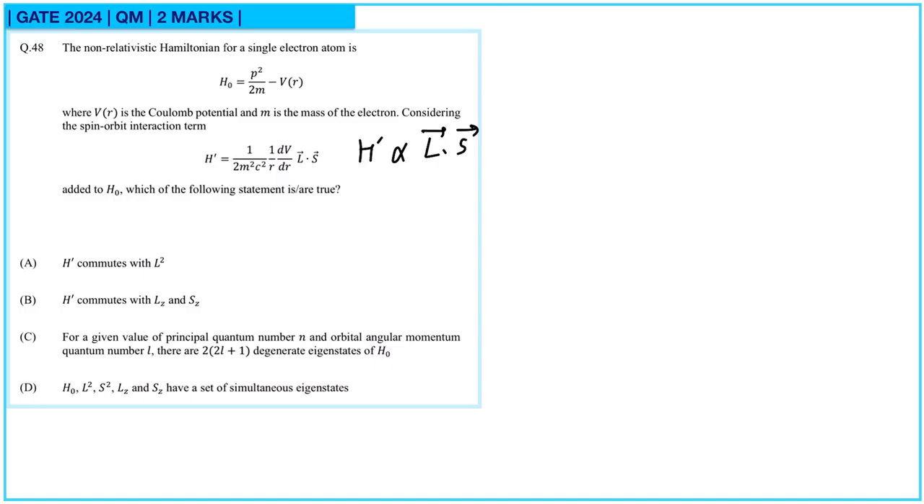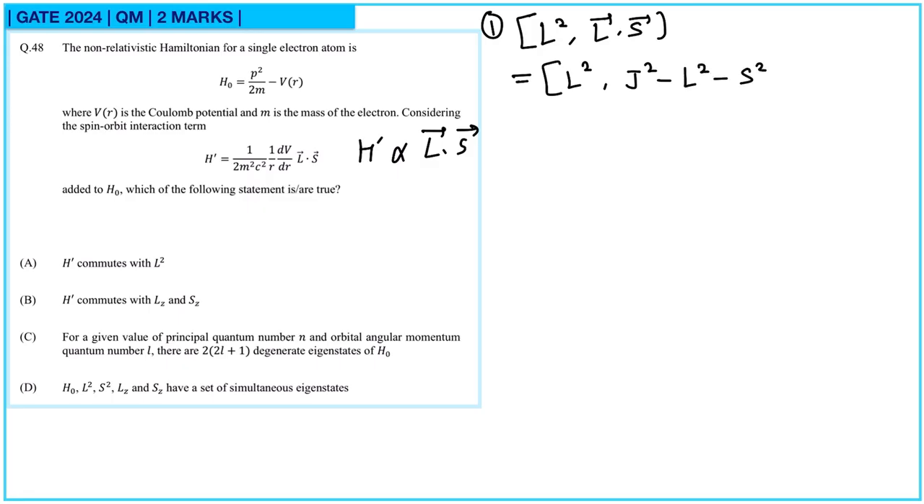For the first option, we consider L square and L bar dot S bar. L dot S can be written as J square minus L square minus S square, upon 2 is also there, but that doesn't affect the commutation relation. Then this is equal to 0 because L square commutes with all of them. So yes, option A is correct: H dash commutes with L square.